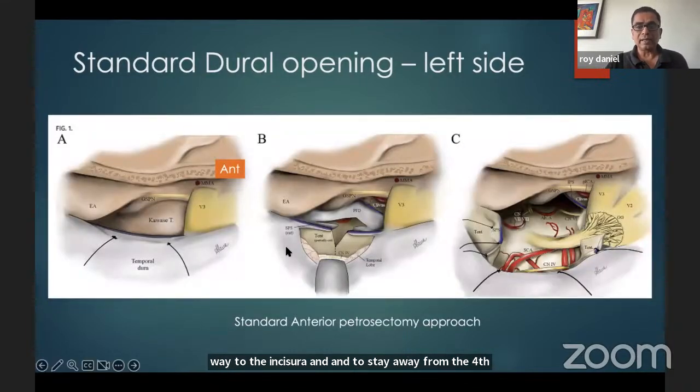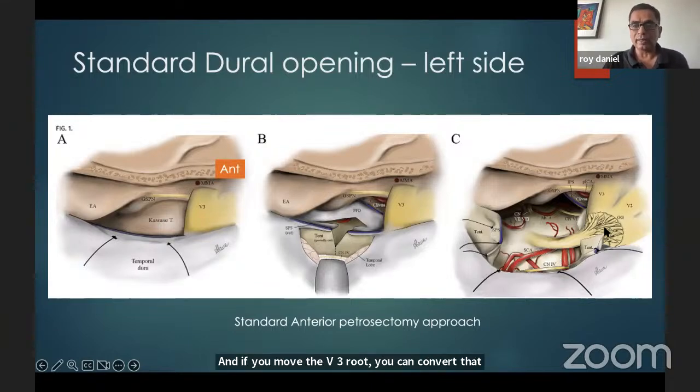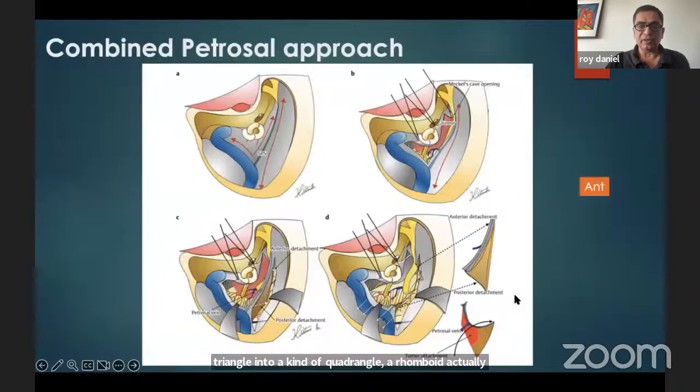Now, this is the standard dural opening seen on the left side, anterior here. This is the V3 root. And if you move the V3 root, you can convert that triangle into a kind of quadrangle, a rhomboid, actually, and that will get you more anterior exposure. And that's the root entry zone of the fifth nerve that you see here.